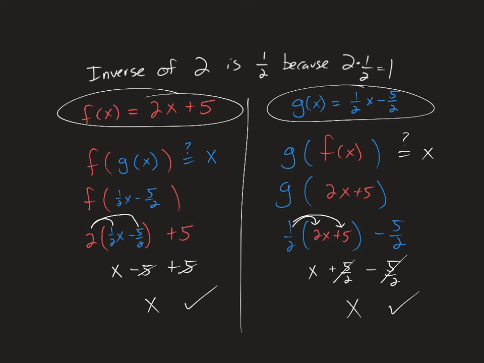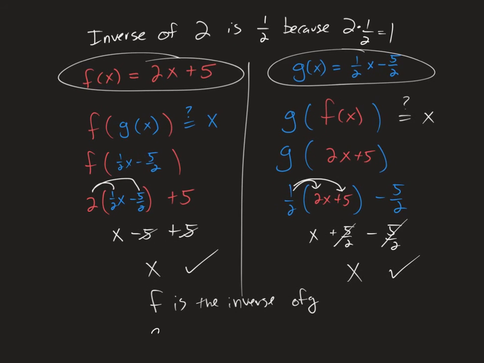It equals x. So because when I do the composition both ways, both equal x, we would say that f is the inverse of g. And we could say the same thing the other way around. g is also the inverse of the function f.